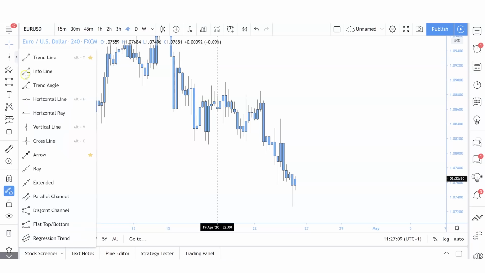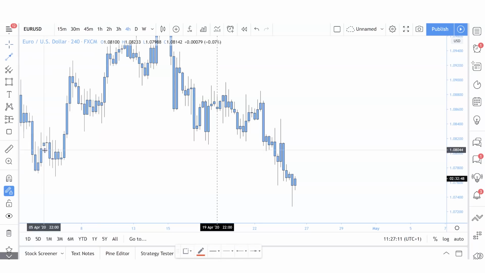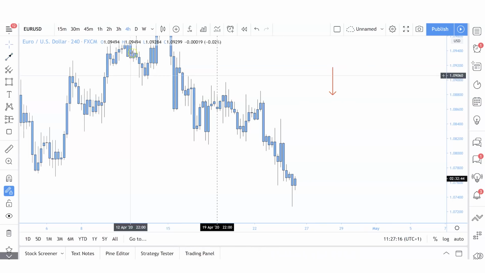Now, what I want to anticipate, well, actually not anticipate, what I want to identify is that this market structure is clearly pushing to the downside. It's a sell by structure. There's no denying that. So for that reason, what I'm looking for this week is sells only.